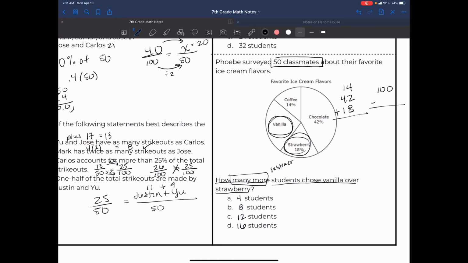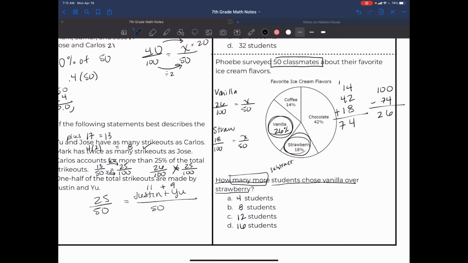So let's go ahead and do that. Go ahead and add up 14 plus 42 plus 18, and then subtract from 100 and tell me what you get. All right, I got 26%. So now I need to find what is 18% of 50 and what is 26% of 50. So I'm going to do it on the left side here. Vanilla is 26 out of 100 equals what out of 50? And then strawberry, I'm going to abbreviate and just put straw, is 18 out of 100, 18% is what out of 50?